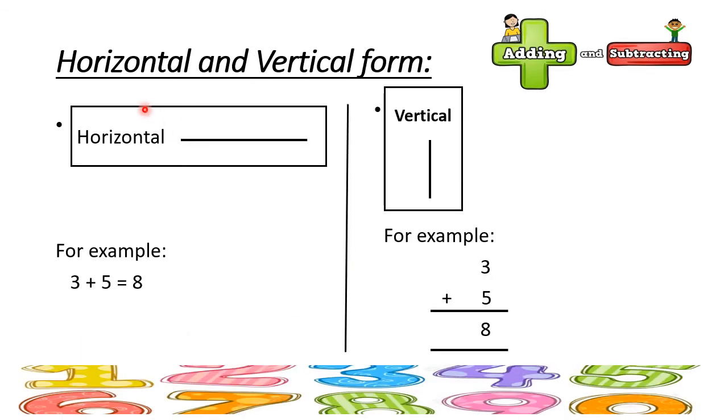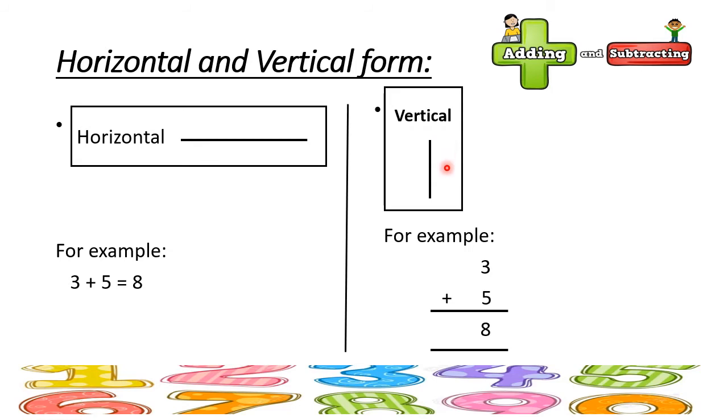Before starting our examples, let me tell you what is the horizontal and vertical form of a question. You can see this line, this is a horizontal line. So if a question is written in this form, for example 3 plus 5 is equal to 8, this is the horizontal form of the question.